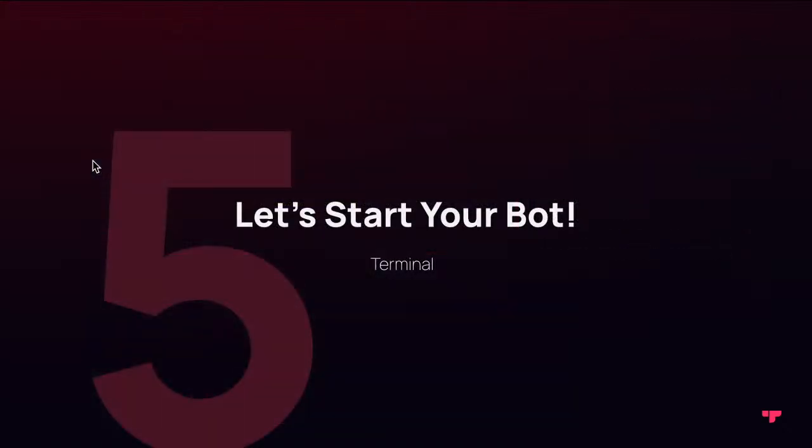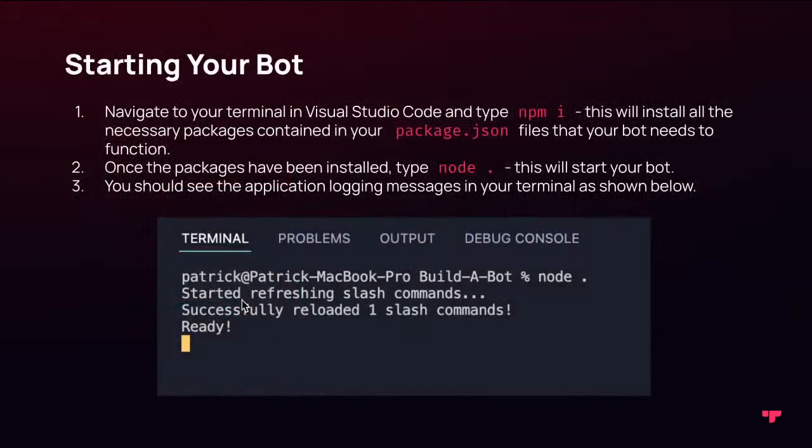Okay, we have everything set up now, so we're ready to start our bot. So we're going to go back to our terminal here. So back in Visual Studio Code, I can do this live in a moment, but we're just going to talk through it for now. We're going to install the packages. So packages are from our package.json file.